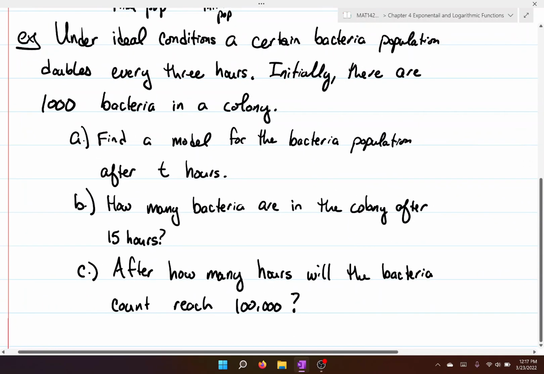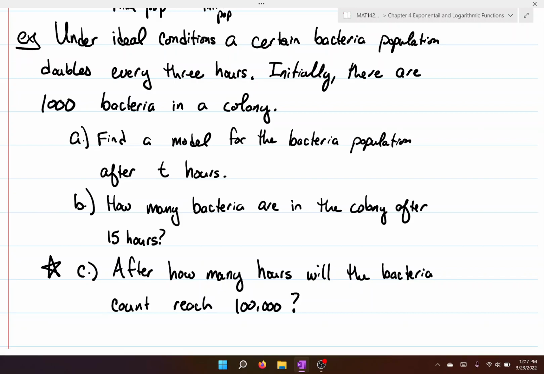If you want to, pause the video and then write it down, and then you can read it along with me. But we got, under ideal conditions, a certain bacteria population doubles every 3 hours. Initially, there are 1,000 bacteria in a colony. So part A, find a model for the bacteria population after t hours. Part B, how many bacteria are in the colony after 15 hours? And then finally, and I'm going to put a star next to C, because this is a question that we really couldn't answer before, which is, after how many hours will the bacteria count reach 100,000 bacteria?